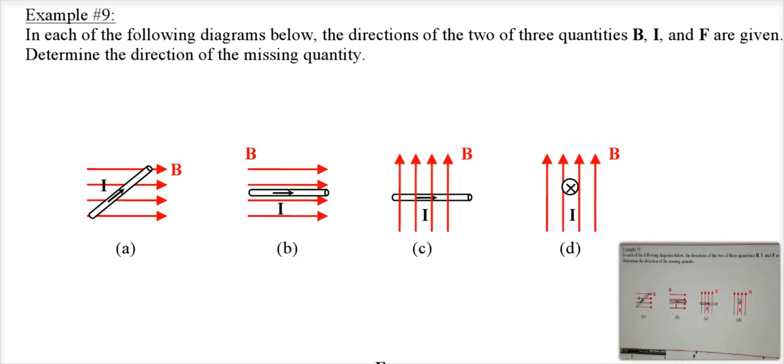Welcome to example number 9. In this example, we're asked to find the unknown quantity. So for example, in parts A, B, C, and D, we're asked to find the direction of the magnetic force.